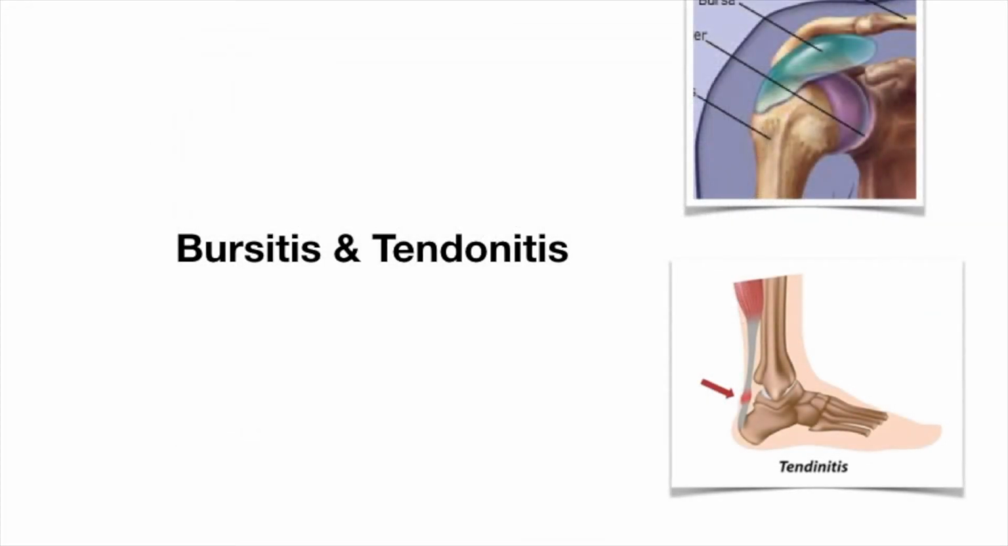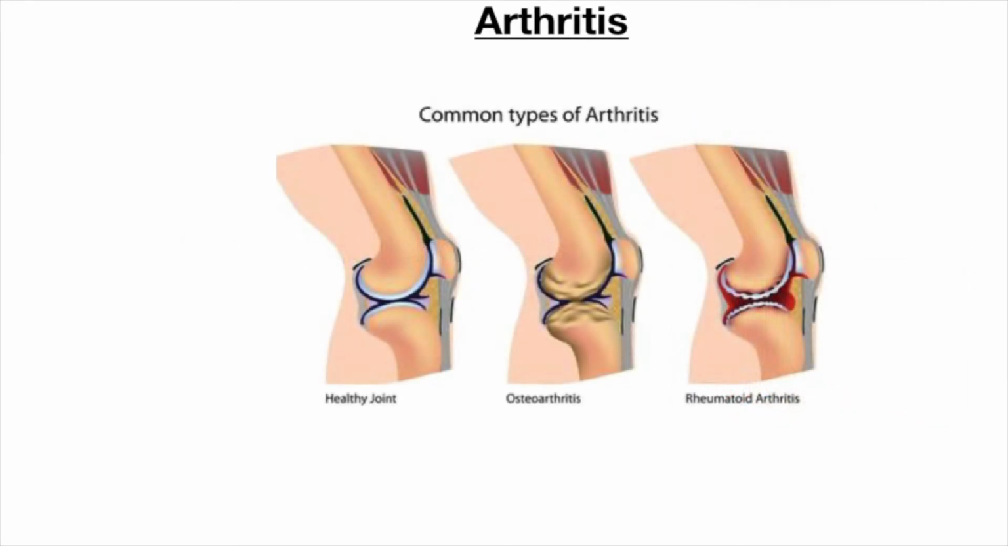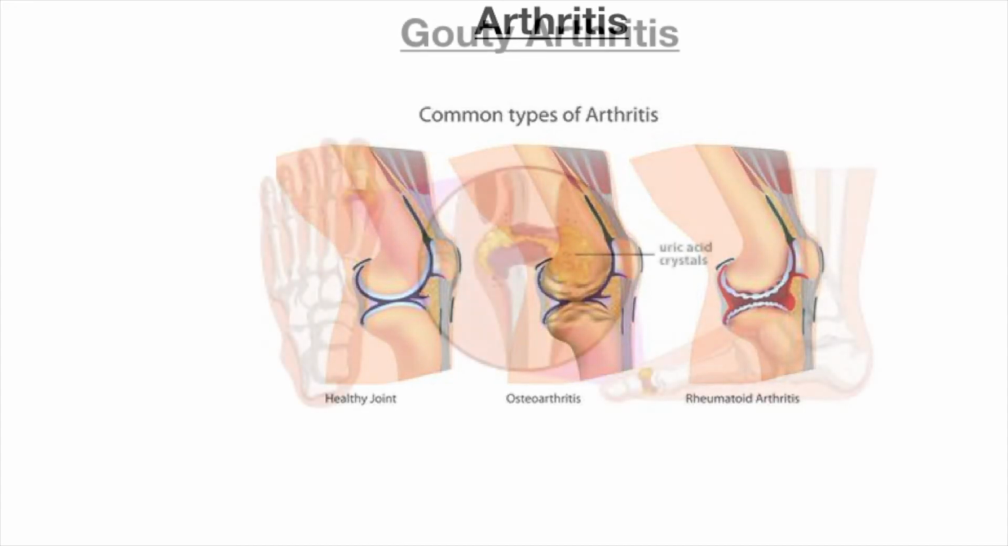Bursitis is an inflammation or irritation of a bursa. Tendinitis is inflammation or irritation of a tendon. Arthritis is an inflammation of the joints. It can affect one joint or multiple joints. There are more than 100 different types of arthritis with different causes and treatment methods. Two of the most common types are osteoarthritis and rheumatoid arthritis.